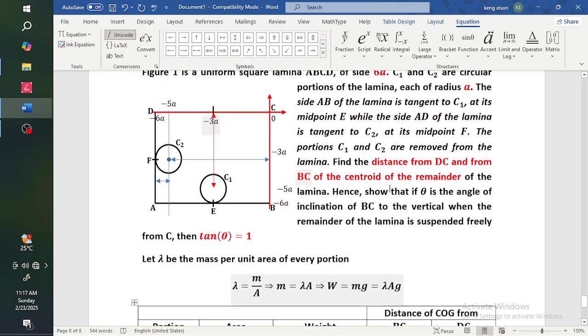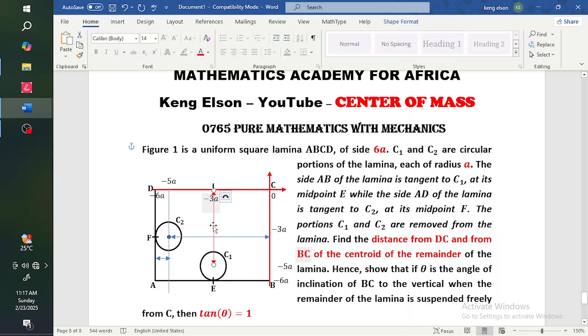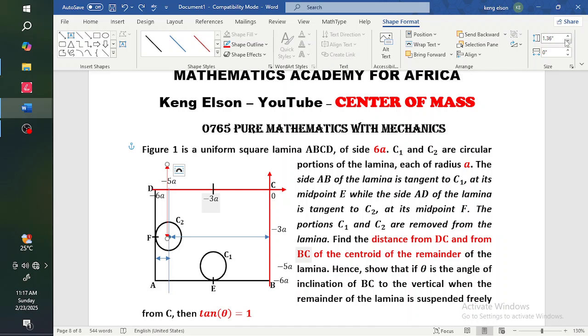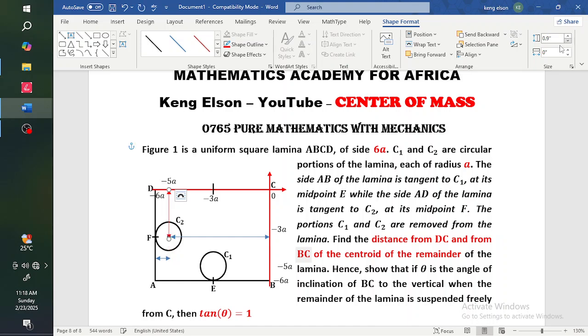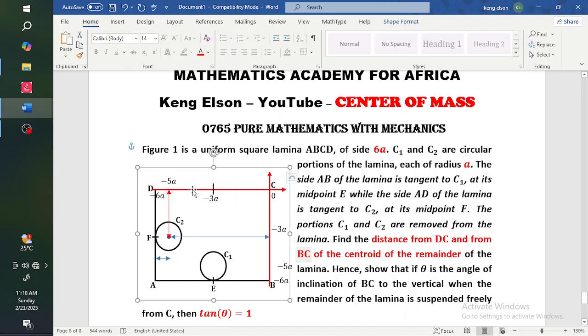Now what about the distance from DC? The distance from DC is this vertical distance here, the vertical distance from the center right up till where DC is. So let's also try to get it. We are going to apply the same principle we have applied already. So we need now the vertical distance. Let me try to reduce the view so that we get, voila. We need the distance from this center to DC. So how do we get that distance?